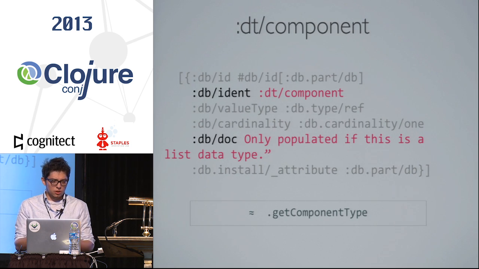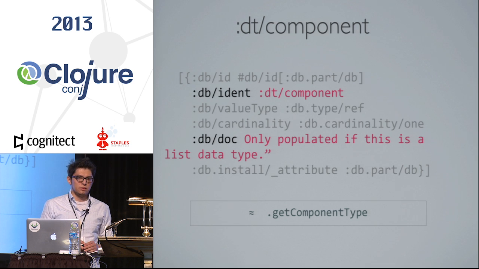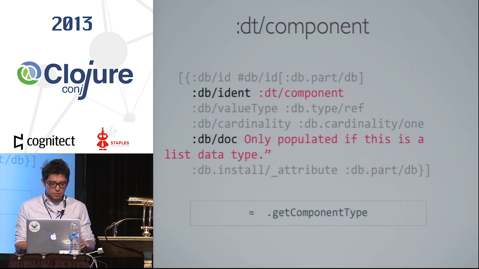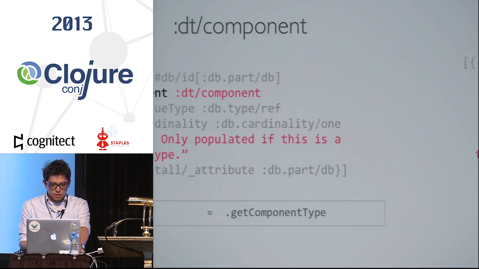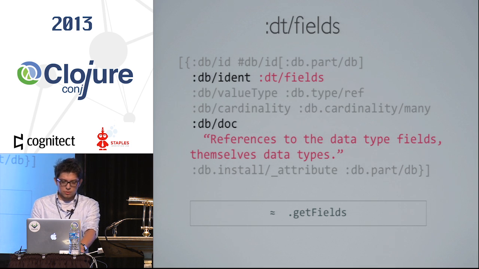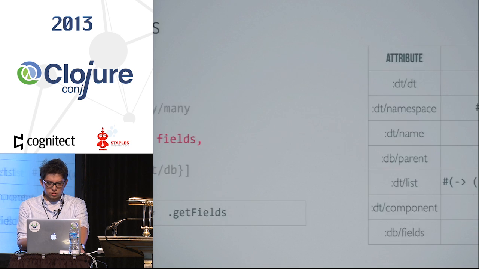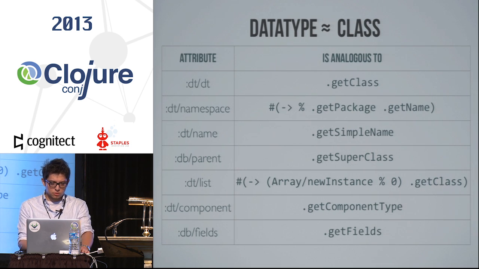Component is the opposite. If you have an array class, you can always get its item type by getting the component type. And the fields are what you imagine, the fields of the data type, the properties. So this is a summary of what we just looked at.